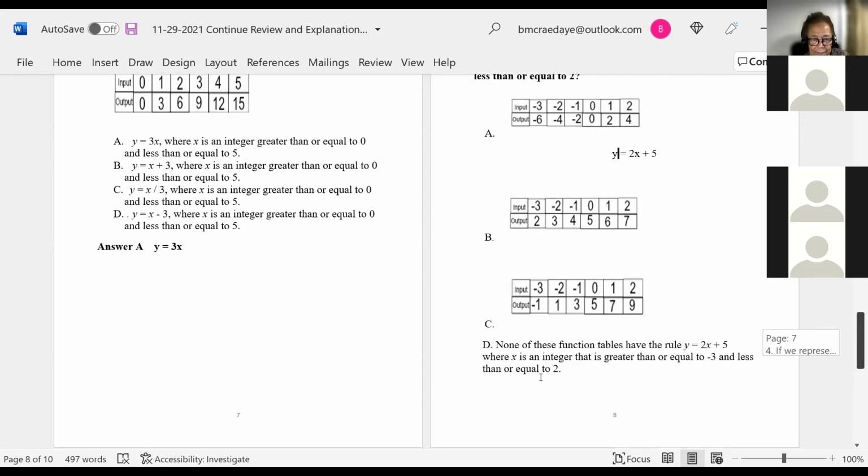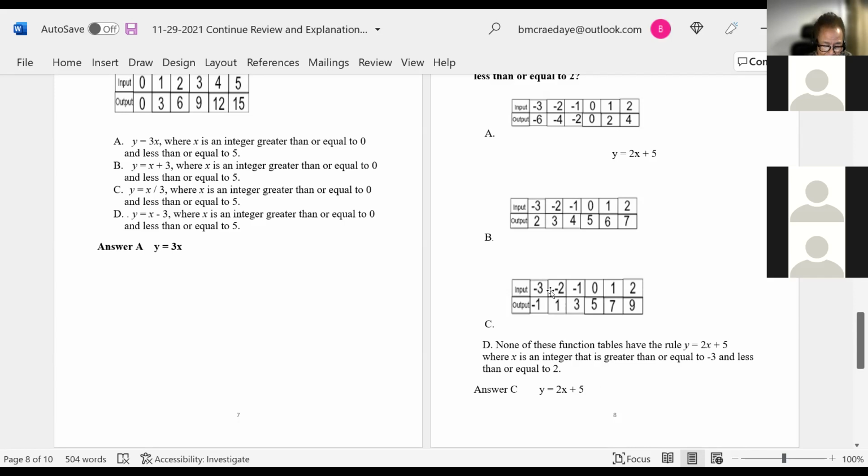So we can see the answer is C. Audrey, you see that? Yeah. You don't sound like you're convinced. Remember, we're using this rule, right? So let me just, okay. So we say y equals 2x plus 5. Okay, now if I substitute for x minus 3, right?